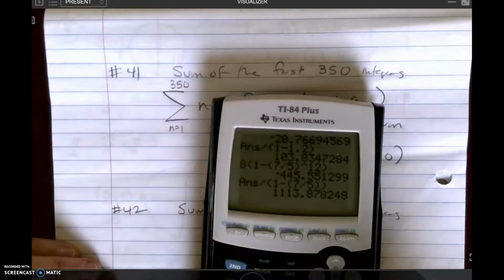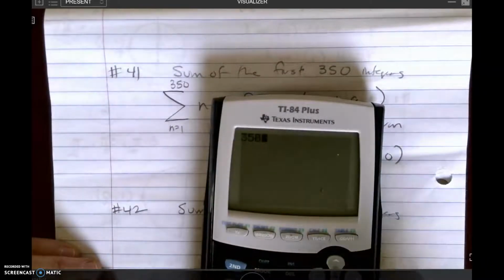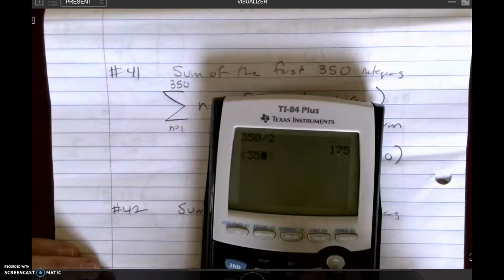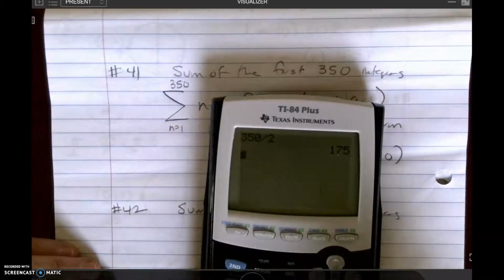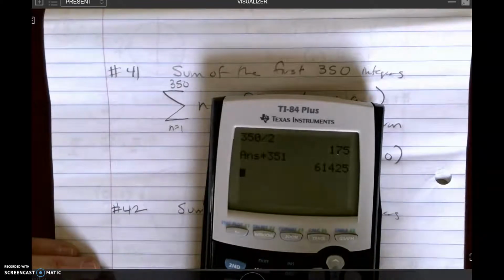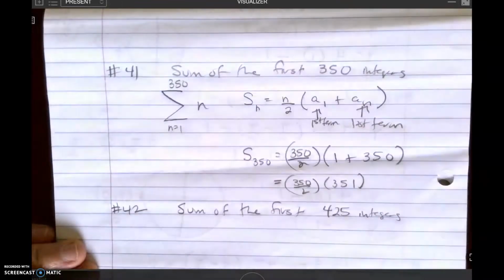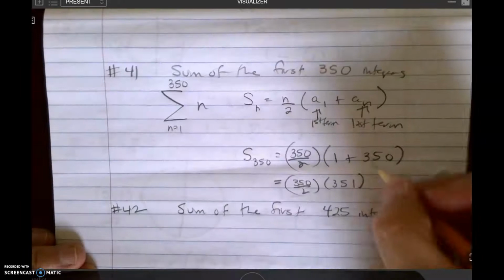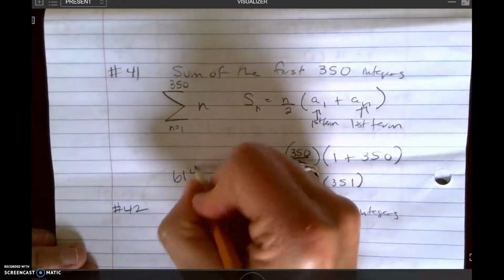Okay, so 350 divided by 2 times 351. Oops, again, I thought I hit times 351. 61,425.